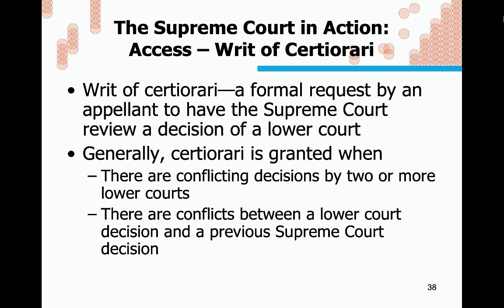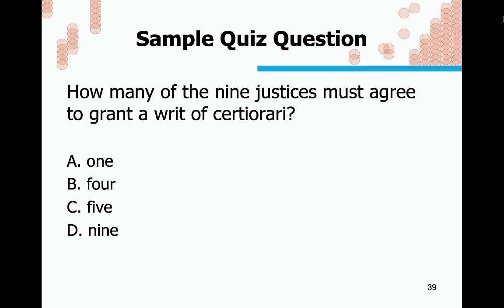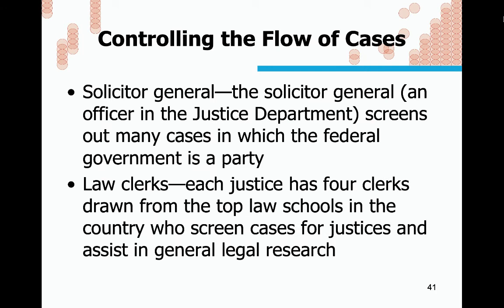The writ is granted when there are conflicting decisions by 2 or more lower courts, and there are conflicts between a lower court decision and a previous Supreme Court decision. So the Supreme Court, again, in its role as the ultimate arbiter, can decide. If you've done the reading, how many of the 9 justices must agree to grant a writ of certiorari? It takes 4. So it takes 1 justice to say, hey, let's hear this out. But it takes 4 to decide that it'll go to a hearing in front of the Supreme Court, right? And then obviously 5 to decide the case.